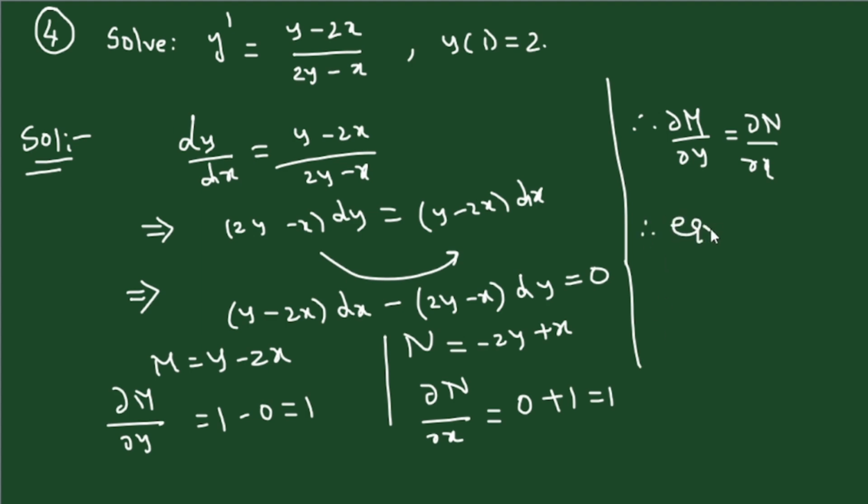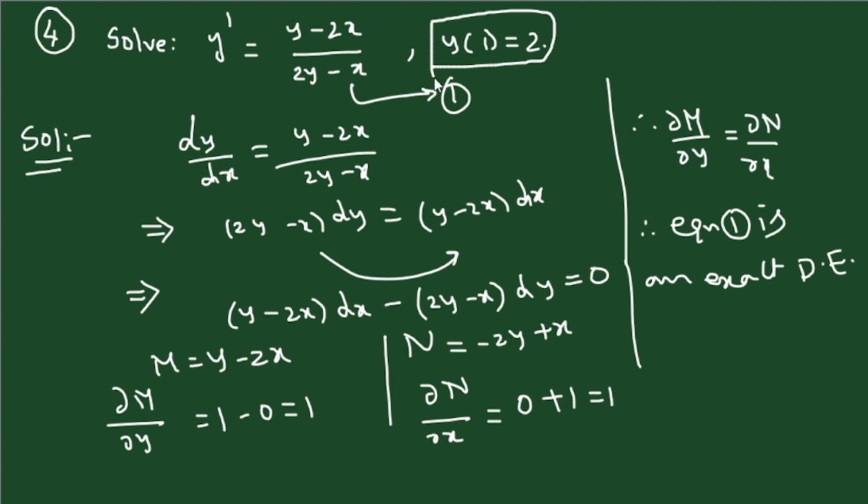Therefore, equation 1 is an exact differential equation. It is an exact differential equation. This equation, name it as 1. Here we are given another condition also, that is important. Okay. Don't forget this condition.